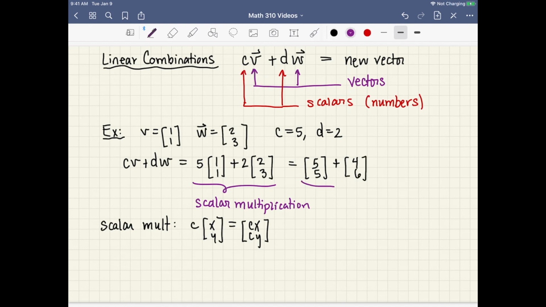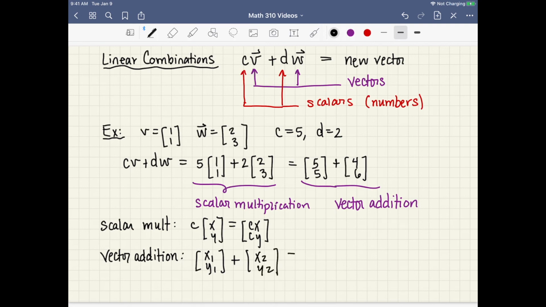The next thing that we need to do is add these two together. This is vector addition. Because two things are happening in this linear combination, scalar multiplication and vector addition. When you have two vectors and you add them together, you add them component-wise. So if I have a vector x1, y1 and another vector x2, y2, and I add them together, it produces a new vector with entries x1 plus x2 and y1 plus y2. So when I follow this with the example, I'm going to have 5 plus 4, which is 9, and 5 plus 6, which is 11. And this produces for me my new vector.